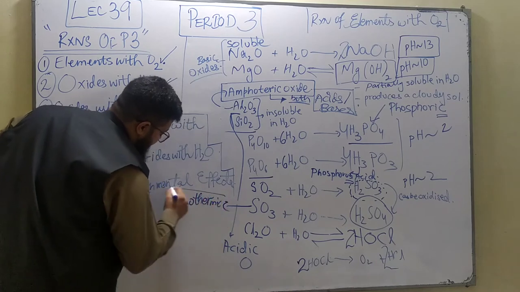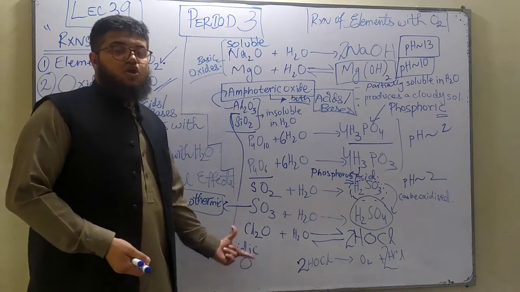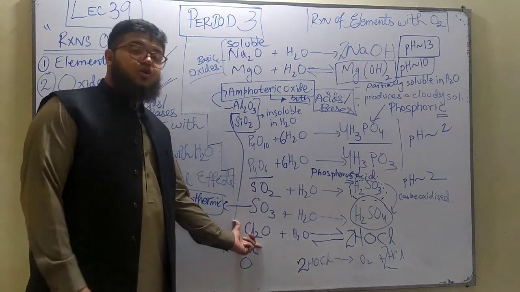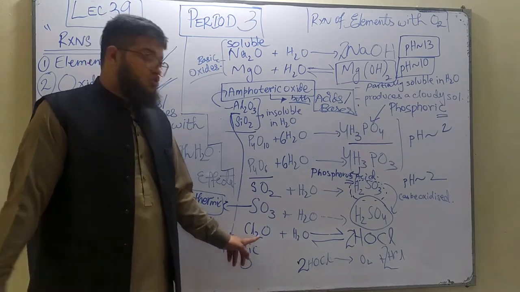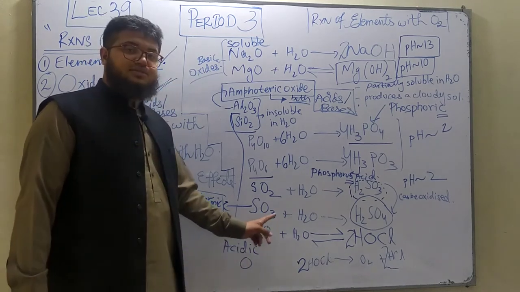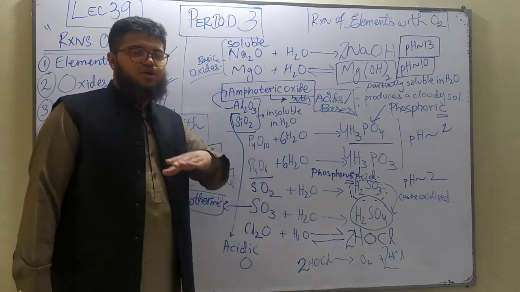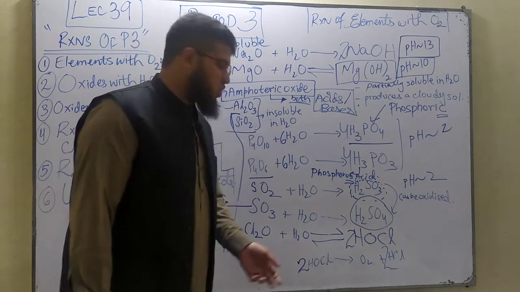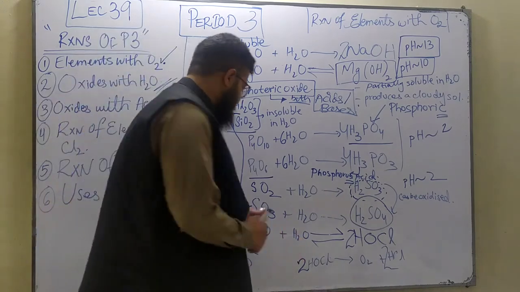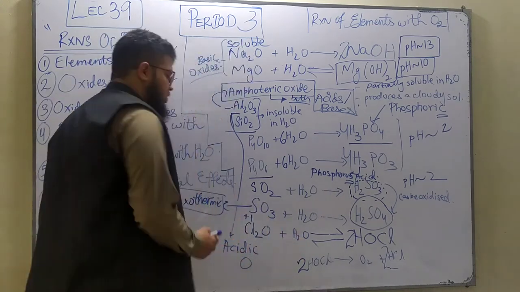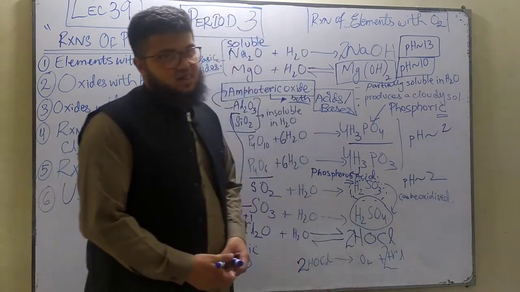Exothermic reaction. Then coming to Cl2O, this is called chlorine(I) oxide. Why? Because the oxidation state of chlorine over here is +1, and you can calculate that: 2x plus (-2) equals 0, so x is equal to plus 1. The oxidation state of chlorine here is plus 1. When it dissolves in water, it produces HOCl.